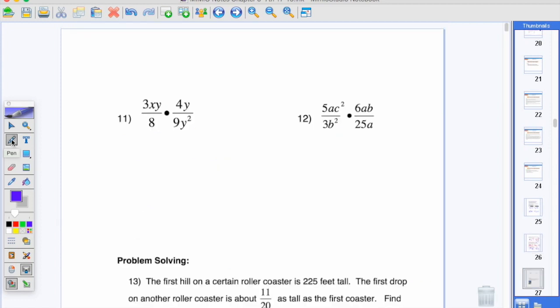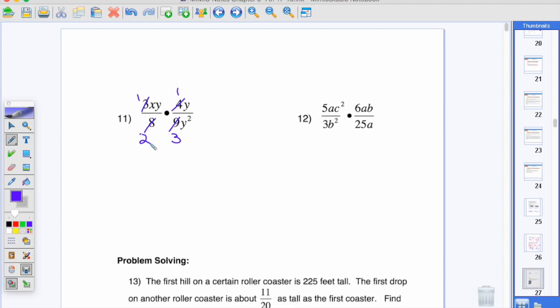Number 11 is 3xy over 8 times 4y over 9y squared. So I'm going to start with my numbers, and I'm going to cross-cancel my 3 and 9 by taking out a 3, so I'm left with 1 and 3. And I'm going to cross-cancel my 4 and 8 by taking out a 4, so I'm left with 1 and 2. Now I'm going to cross-cancel my variables.